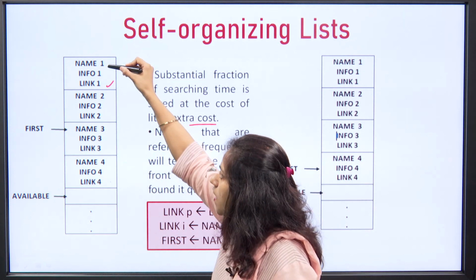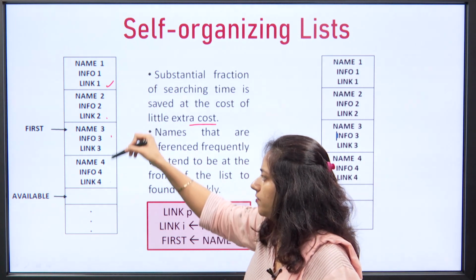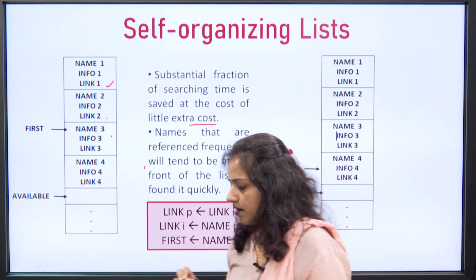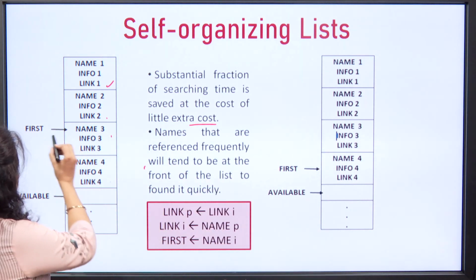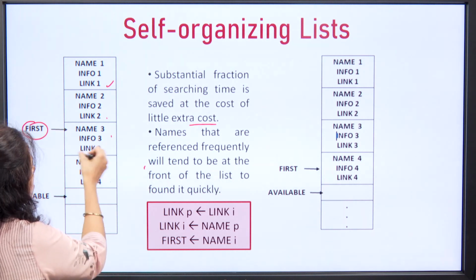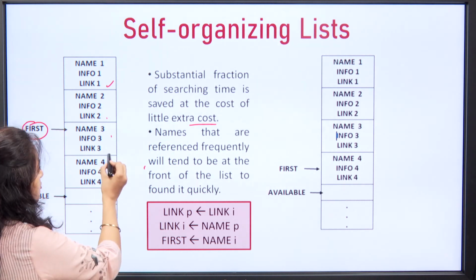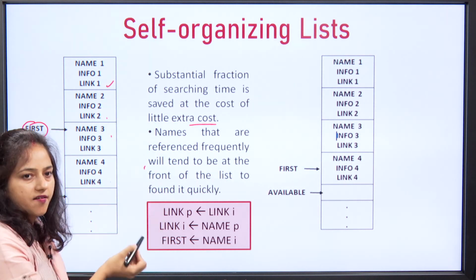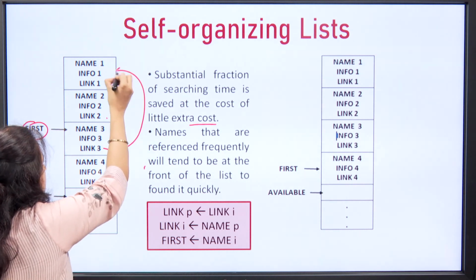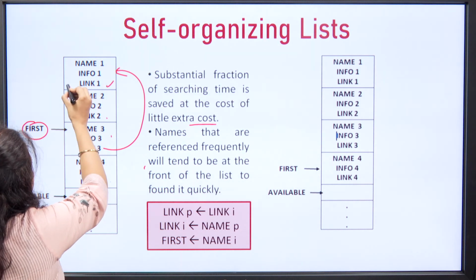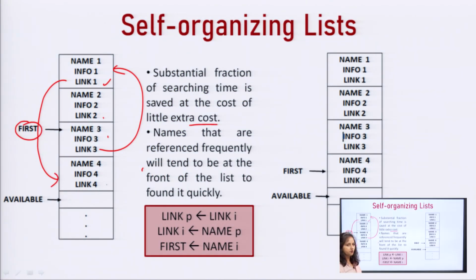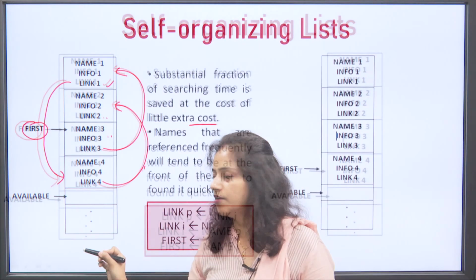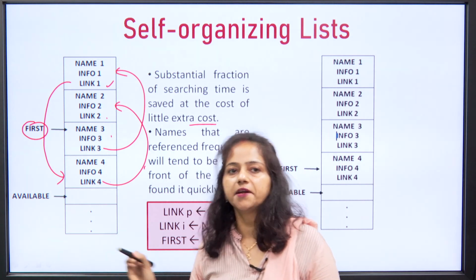So, this is link field of record 1, link field of record 2, link field of record 3 and link field of record 4. Now, here the link pointer, first, is pointing to name 3. Now, link of 3 will point to a certain record. Suppose it is pointing to the first record. Link of 1 is suppose pointing to this particular record name 4, and link of 4 is pointing to this particular record. So, in that way link field is maintained, and available is showing the first available space in this list. So, new information will be kept over here, and linked pointer will be updated.